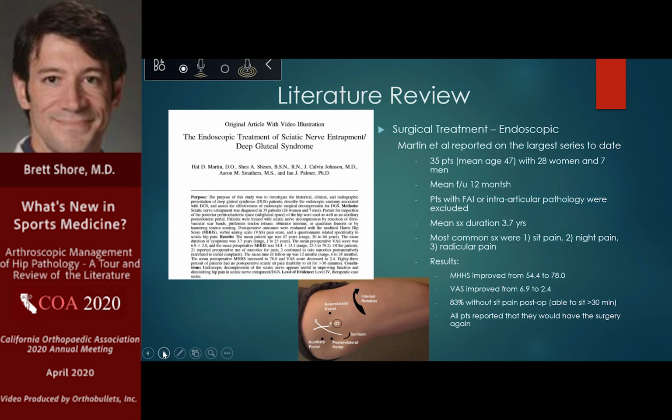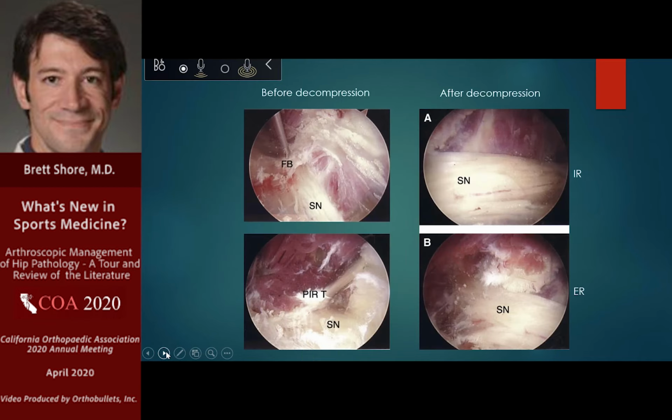So in terms of literature review, there's not a lot written about this, but the largest series and the person who's popularized this the most is Hal Martin out of Baylor. And his series of 35 patients with a minimum 12-month follow-up found that the most common symptoms the patients presented with were sitting pain, night pain, and radicular pain. And these patients had very significant improvements in all of their PROs, despite long duration of symptoms with a mean time of almost 4 years. And these are just some examples of what the sciatic nerve can look like before and after decompression.